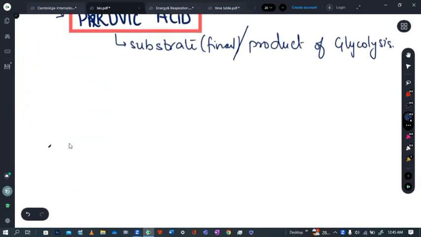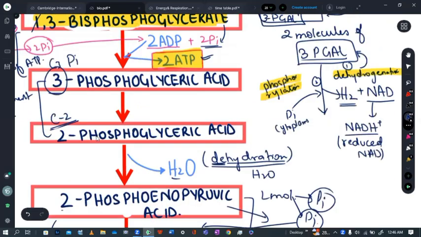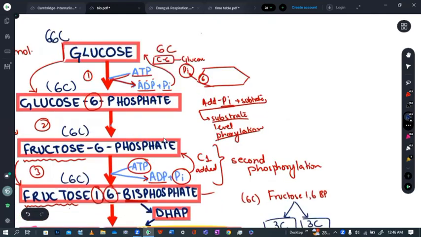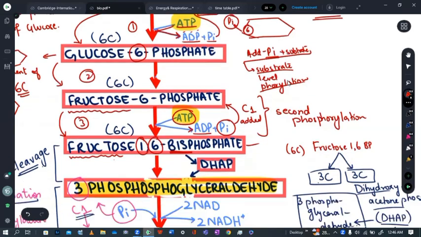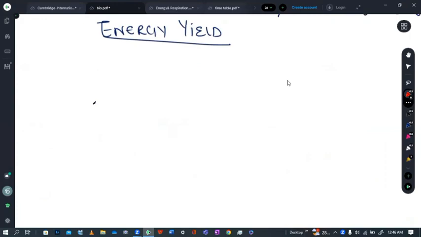Now, what was important to talk about was the energy yield. How many molecules of ATP we use, and then how many molecules of ATP we get. So let's discuss energy yield before ending our lecture. Let's count the ATP molecules utilized and then formed. The first molecule of ATP utilized was here. Then the second molecule used was here. So we used 2 ATP molecules in the start of the process. Let's write it down below. We used 2 ATP molecules.